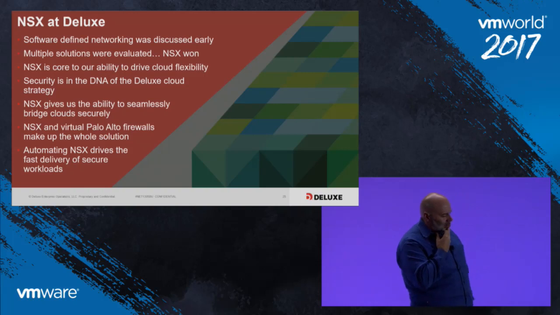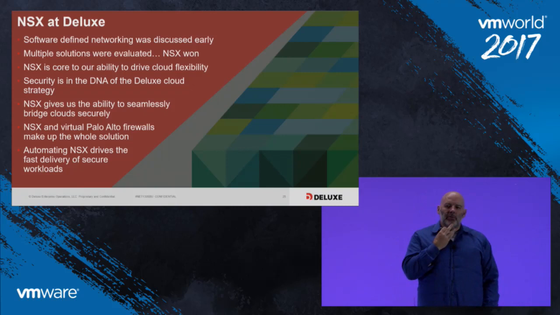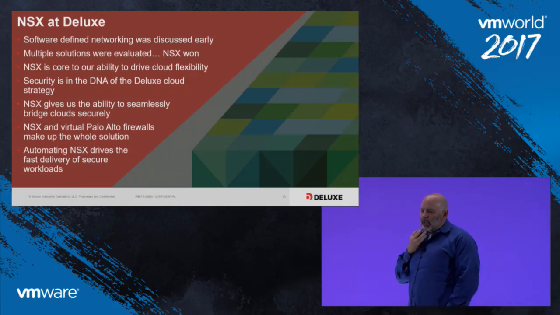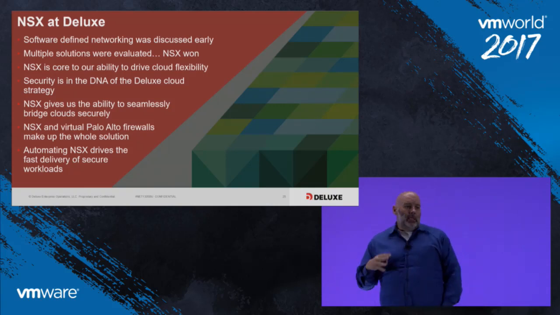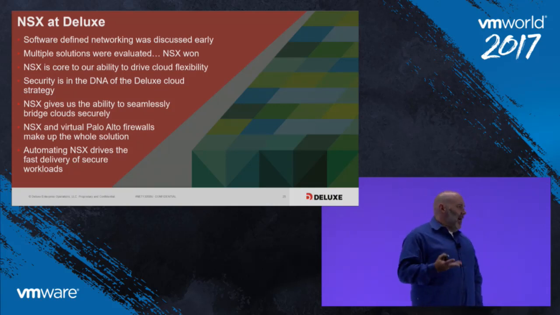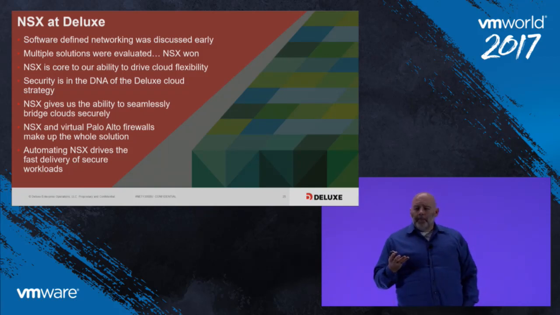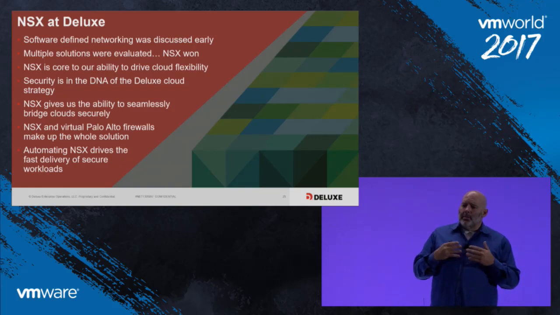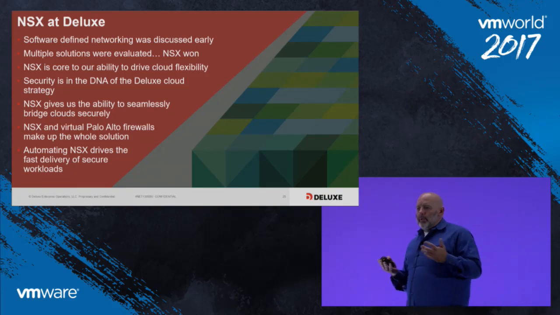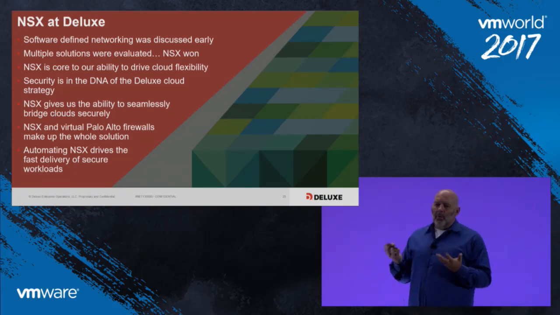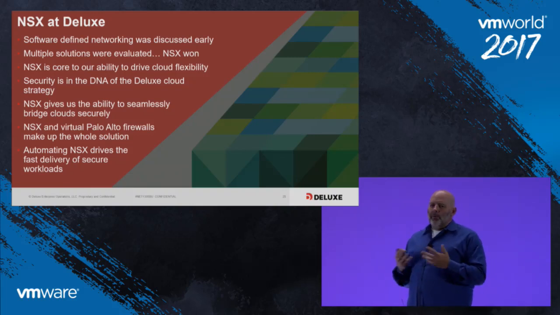And this was in 2014, probably the fall of 2014, early 2015. We started talking about NSX. We started talking about virtualizing the network to begin with. And at the time, Deluxe outsourced its data center operations. So the network team at Deluxe didn't really support the data center operations. They were more of a campus switch team.